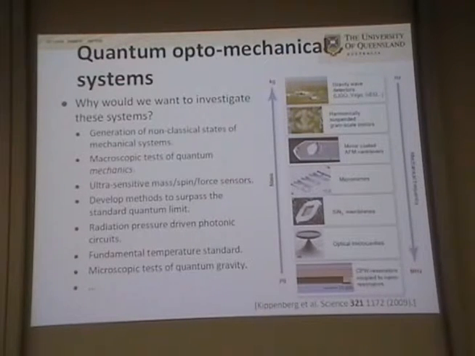Other things that I think are really nice are the idea that you can make a fundamental temperature standard out of this. So if you can cool the mechanical system to its ground state, or even just count the number of photons in the mechanical system, then you know that the energy of the system is just the number of photons times h bar omega. And you know that that's equal to kT. So if you define k, then you've got a fundamental thermometer that tells you the temperature. So I think that's kind of a nice idea.